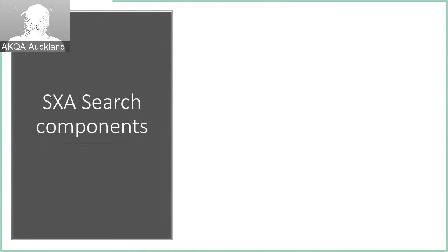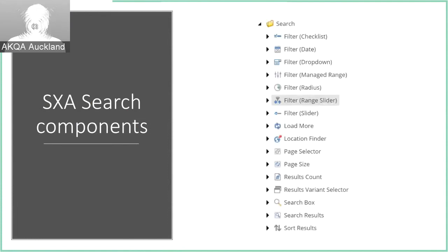It gives us a set of components or renderings, whatever we say, that can be used for search. Things like the search box, search results, search filters, facets, pagination, the result count, all the things that you can think of associated with search are out of the box. This is the list of things which are available, and you can see sort results or filter by date.